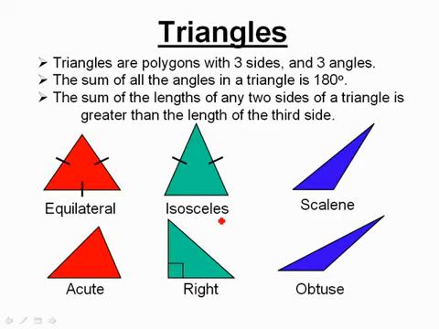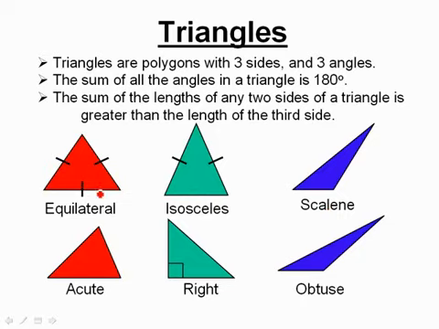Well, it turns out you can define a triangle based on its sides, or its angles, or both. If you're defining the triangle based solely on its sides, then equilateral is a triangle with 3 sides of equal length. Isosceles triangles have 2 sides of equal length, and scalene triangles have all 3 sides being different lengths.